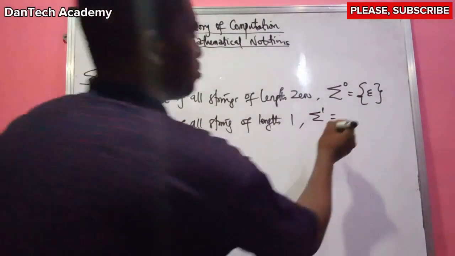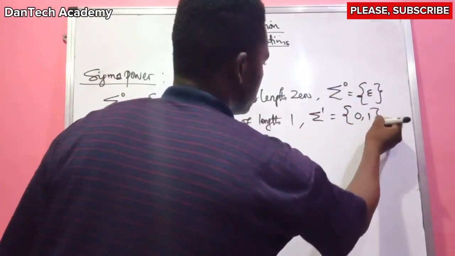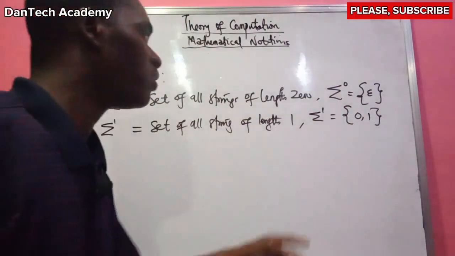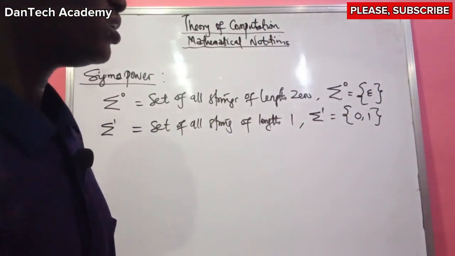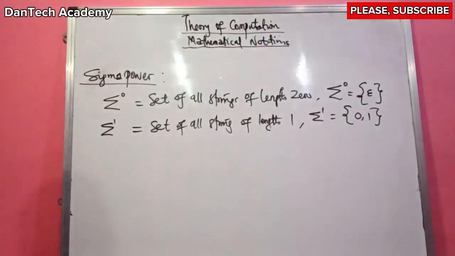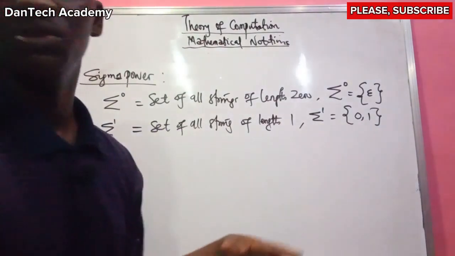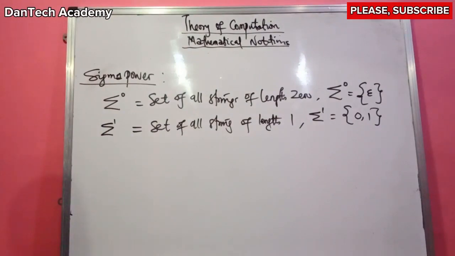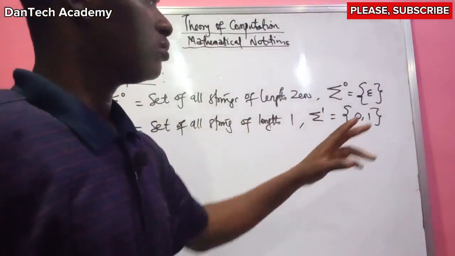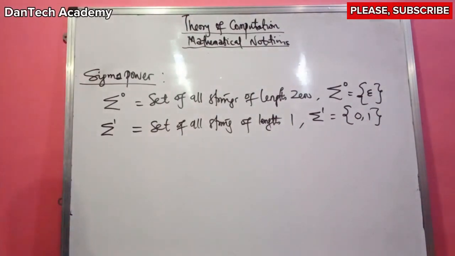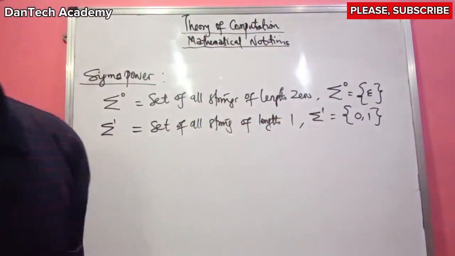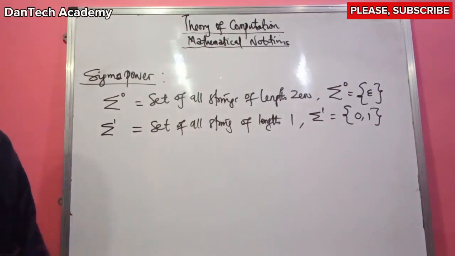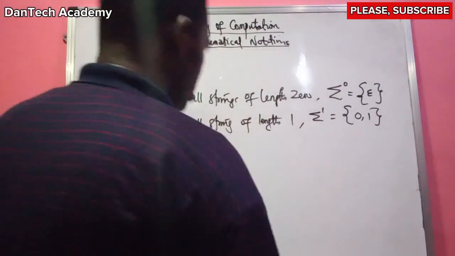So in this case, what do we have here? 0 and 1. Now, some of us may ask: but you said sigma power 1, how come we still have 0, 1 here? We should understand that the symbols inside the curly brace are individual. They are not together. We could use either 0, or 1. If we consider them together, then they would be 2. So they are individual.